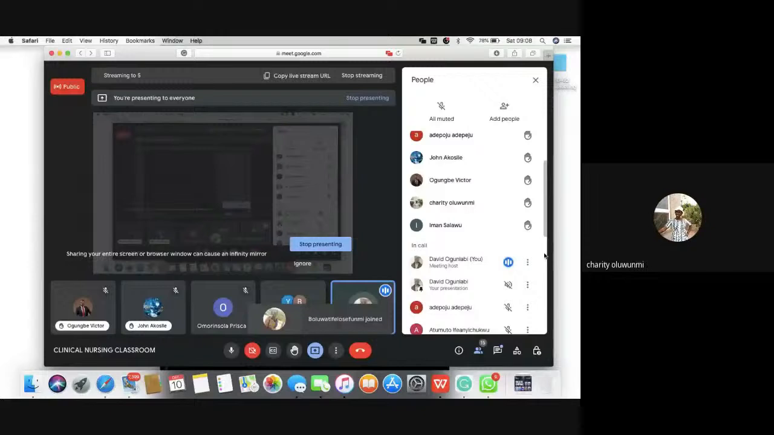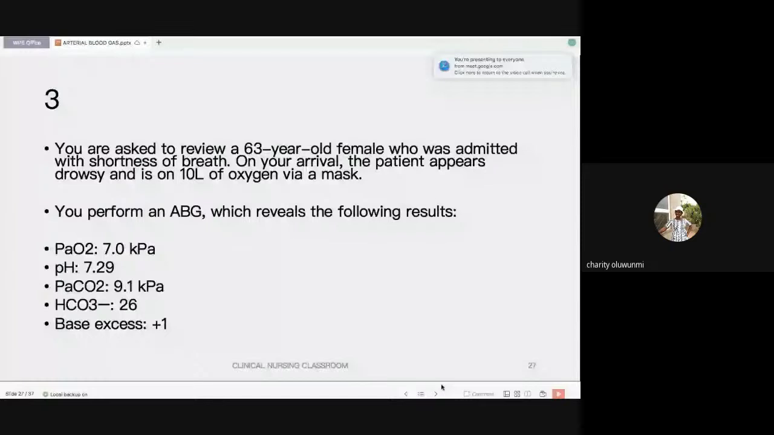The pH here is 7.29, which indicates acidosis, because it's lower than 7.35. So that's acidosis. Then the partial pressure of carbon dioxide is 9.1 kilopascal, which also points towards acidosis. The HCO3, that's the bicarbonate, is 26. It's still in normal range.